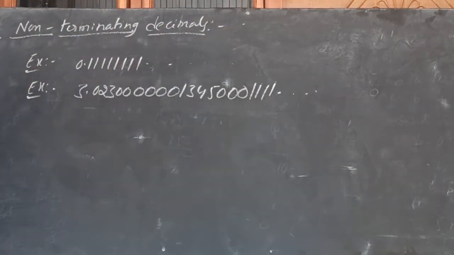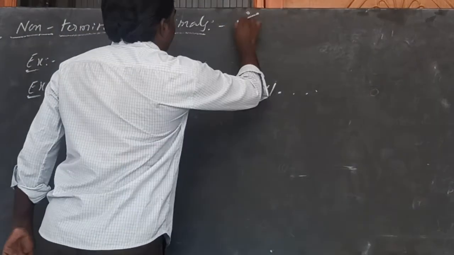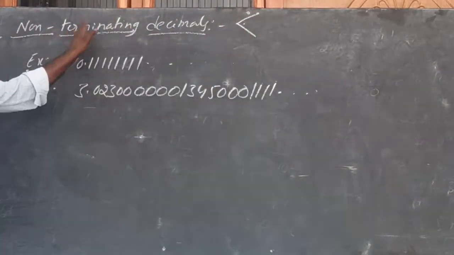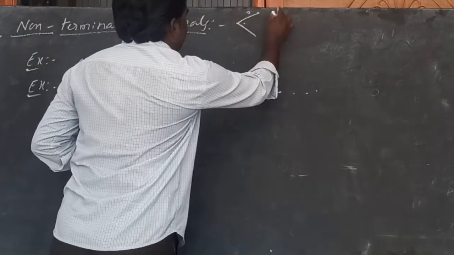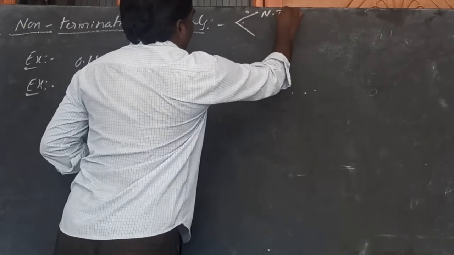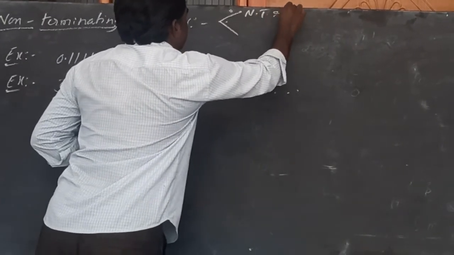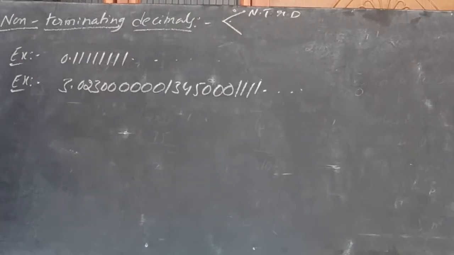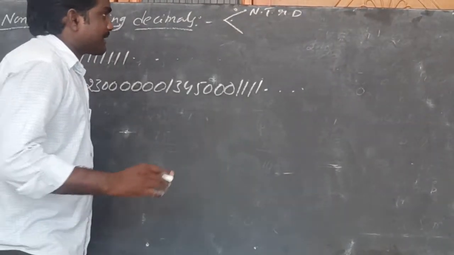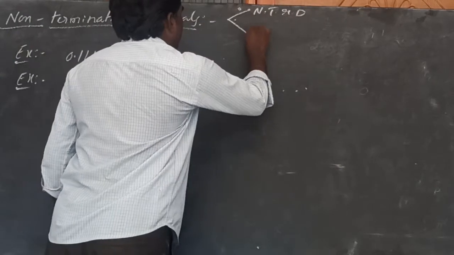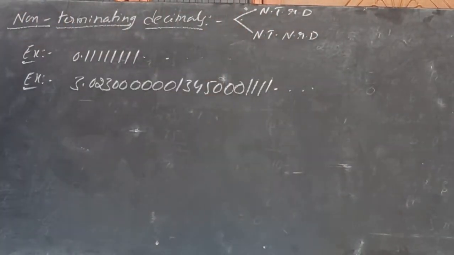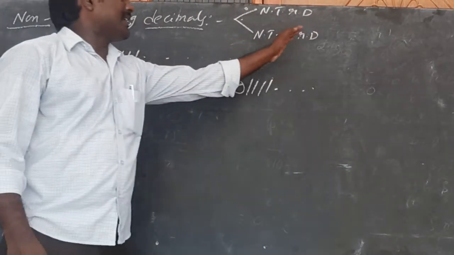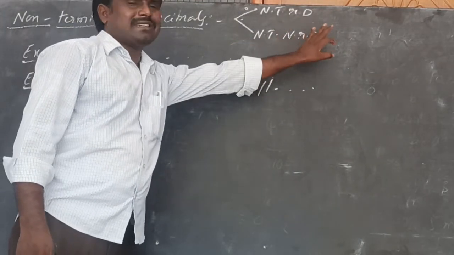Here again, the non-terminating decimals are divided into two types. The first is non-terminating repeating or recurring decimals. The second one is non-terminating non-recurring decimals, or non-repeating decimals.